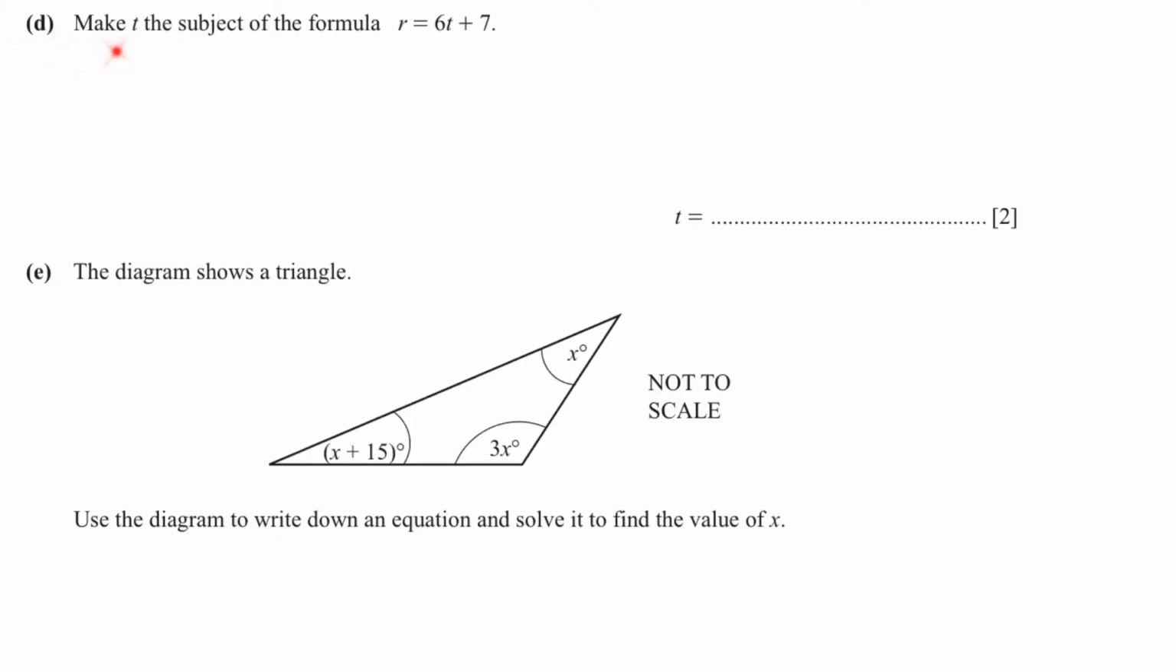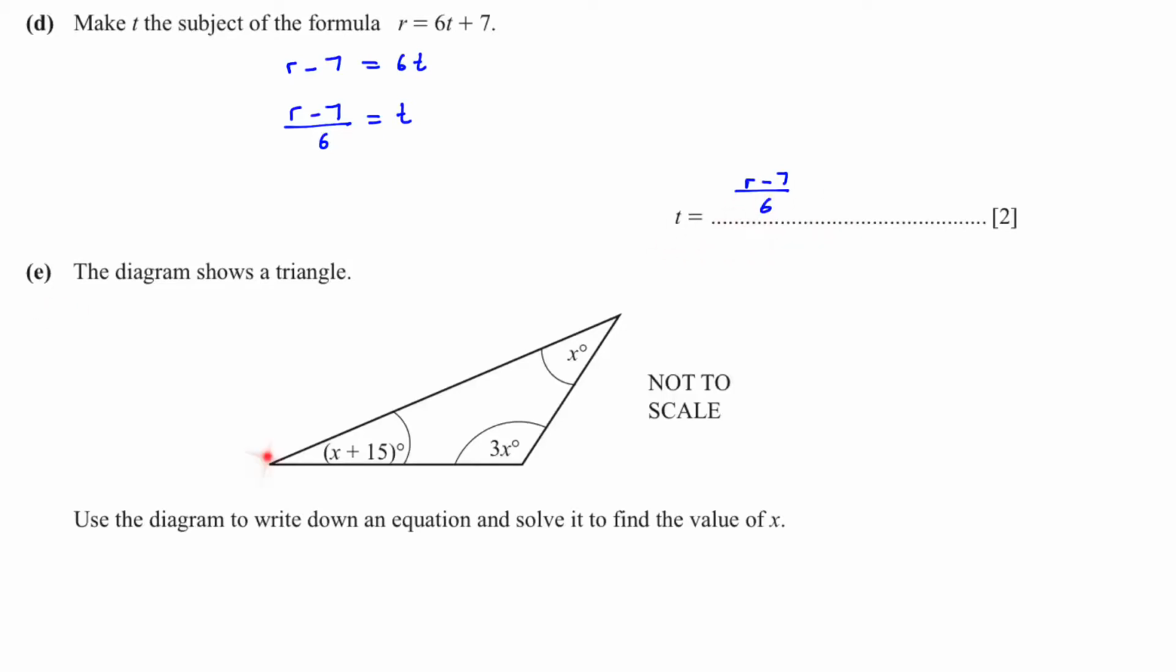Question number D. Make t the subject of the formula r is equal to 6t plus 7. The plus 7 will bring to the other side. It will be negative 7. So r minus 7 is equal to 6t. Divide r minus 7 by 6, and that is equal to t. So t is equal to r minus 7 over 6.